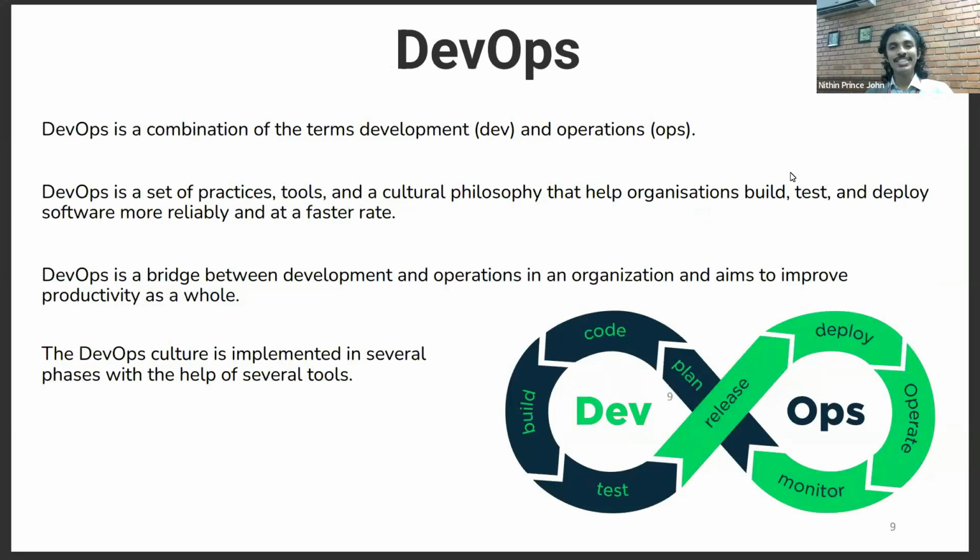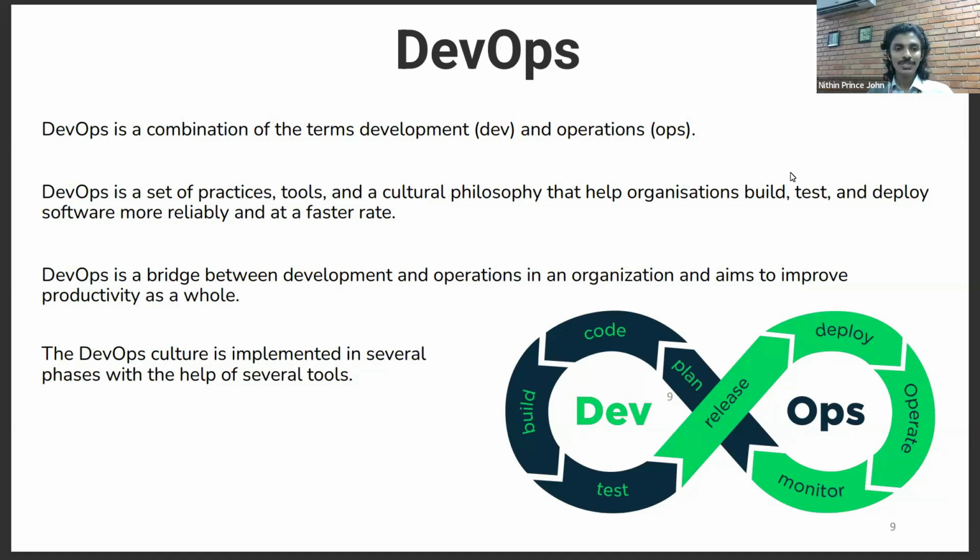Then, what is DevOps? In short, we can say that it's a combination of two terms, development and operations. So basically, DevOps is a set of practices, tools, and a philosophy that helps the organization to build, test, and deploy software at a faster rate and in a more reliable way. So this is the main idea of DevOps.